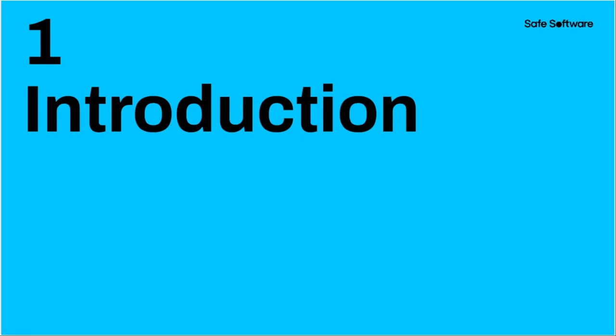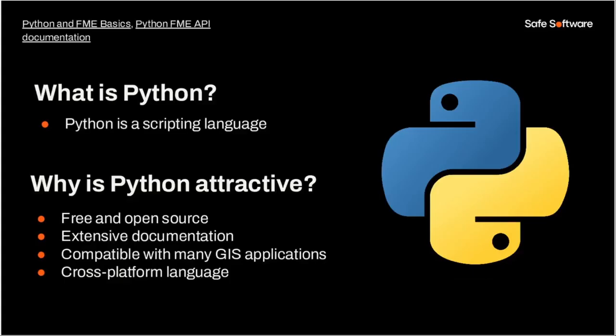Yeah, so I'll get started here. When someone wants to learn a new programming language, they typically learn Python first. And there are a few reasons for this. Python is free and open source. There's a lot of documentation available, including some tutorials and even YouTube videos that are quite easy to follow. It's compatible with many GIS applications, and it's also cross-platform, so it can be used on any OS.